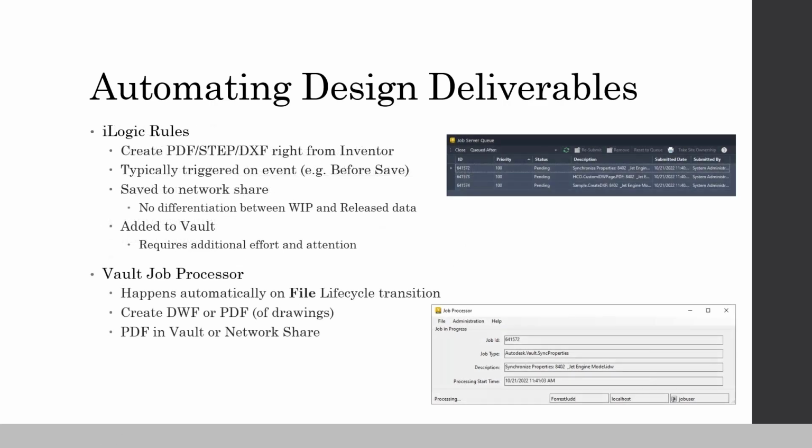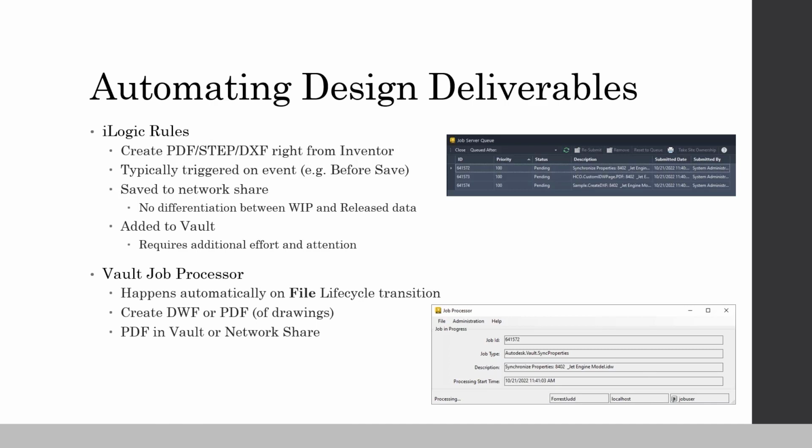There's a couple different ways. Vault Professional, I would say, if you're in the Autodesk world, is a key element to this. You can certainly do it with iLogic, right? Like that rule I showed you before. PDF gets created and stored out on the network. You can create DXF files. You can create STEP files and save them. You can save them out to a network share.